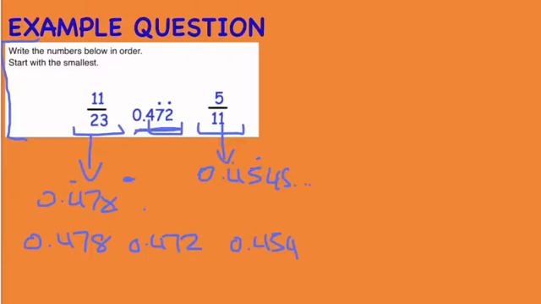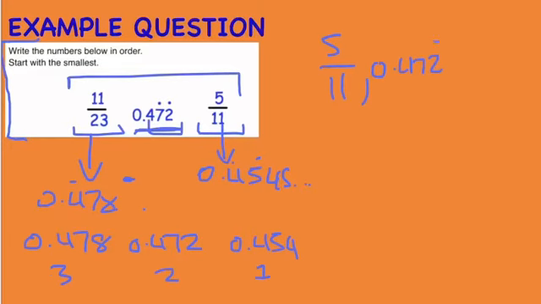We can see that the smallest is this one here. Second biggest is this one here. And the biggest one is here. So whenever giving our answer for an ordering number, we have to give it in the way that it's stated here. Okay, so the smallest one is going to be 5 over 11. Second largest is 0.472, and the largest one is 11 over 23.